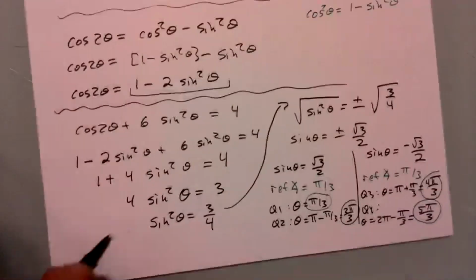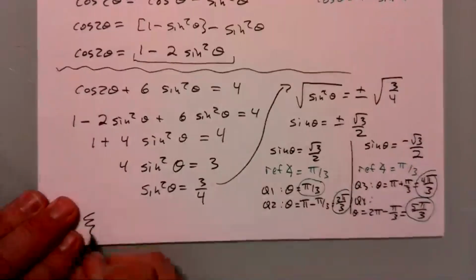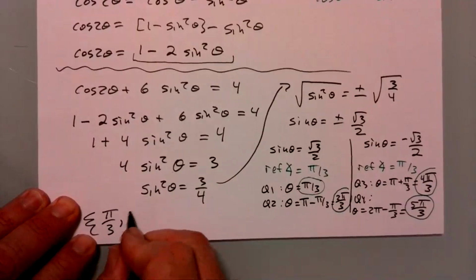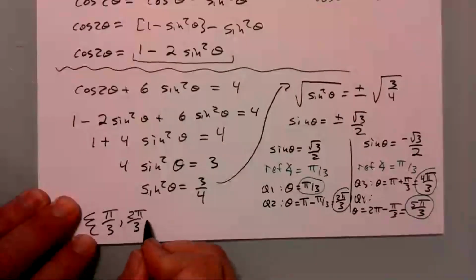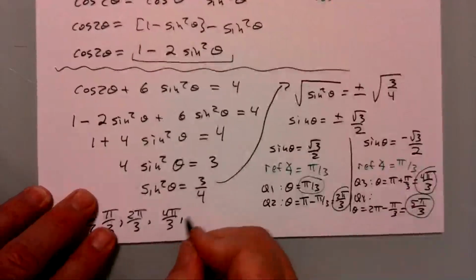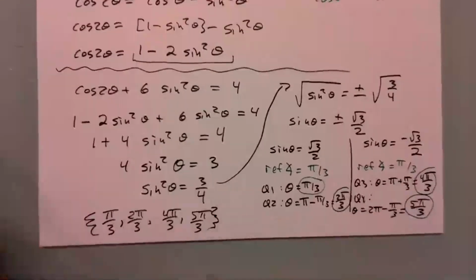I like to express those in set notation. So I like to draw curly braces and write all those down. Pi over 3, 2 pi over 3, 4 pi over 3, and 5 pi over 3. So before we get into our discussion on law of sines, I want to do a quick review of a trig equation as well as a quick review of a right triangle trigonometry situation.